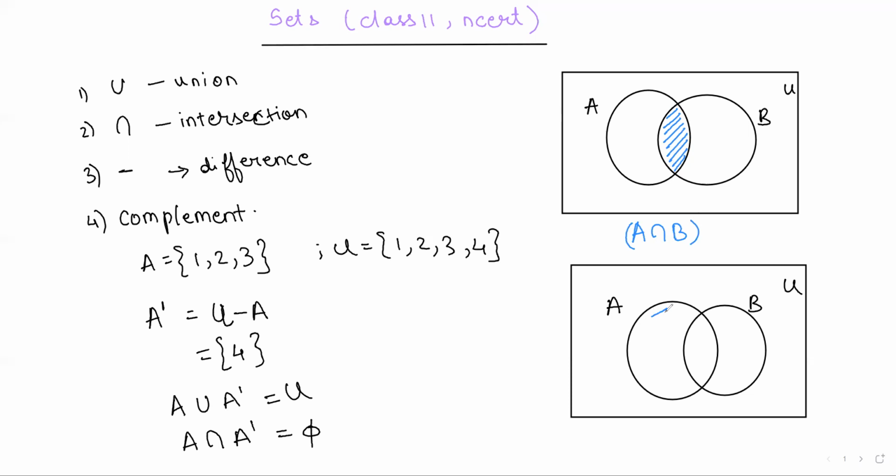In the second figure, let's shade this complete region. Now, what are we shading over here? We are shading portions of A as well as B, including the intersection part. That means A union B. The shaded region is A union B.